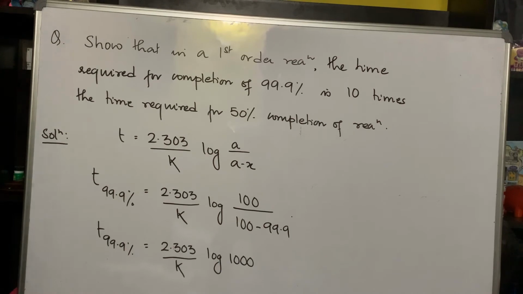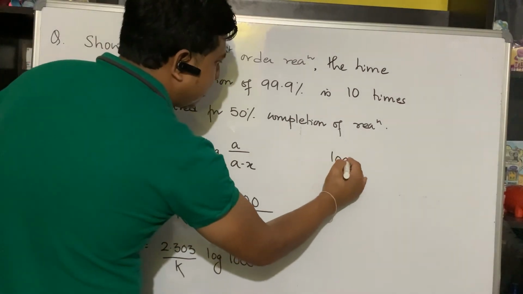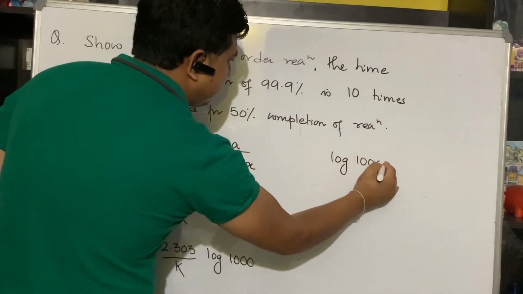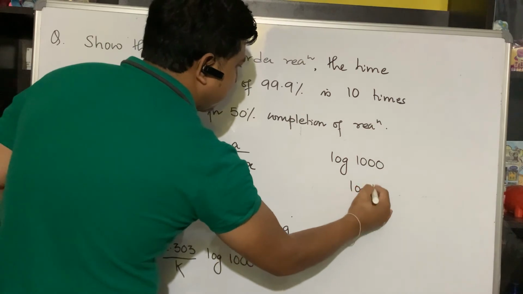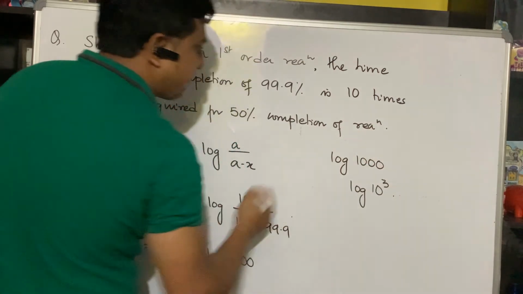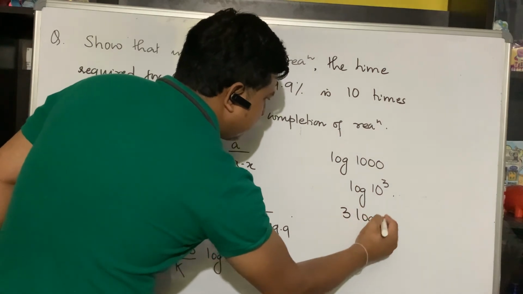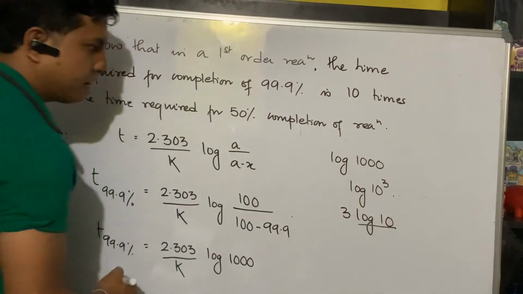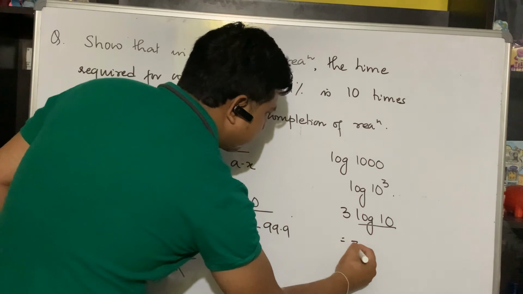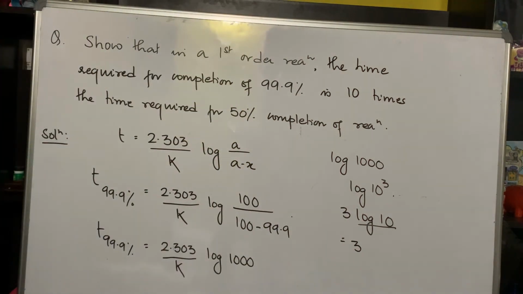Right? So what is the value of log 1000? Log of 1000 means log 10 to the power 3. This means 3 log 10. What is the value of log 10? 1. So this is equal to 3. So what is the value of log 1000? It's equal to 3.